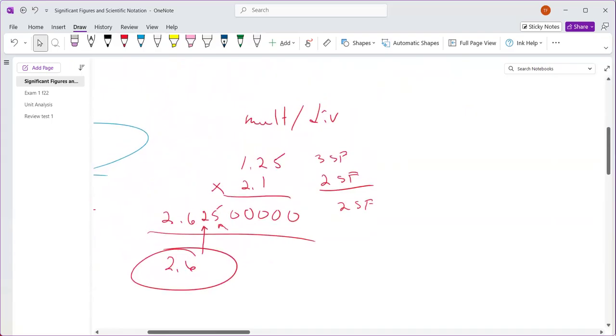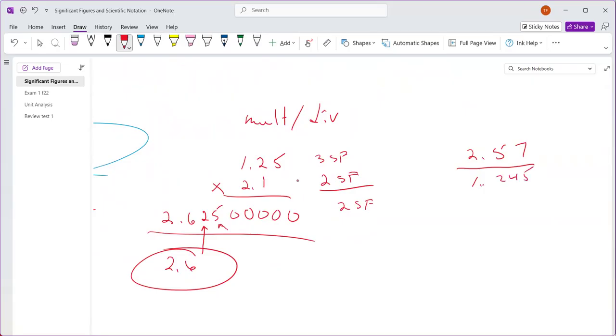Let's do another one, this time division. Fraction bar and the division sign are one and the same. So whenever you see the fraction bar, you're dividing. You're dividing the numerator, top number, by the denominator, bottom number.